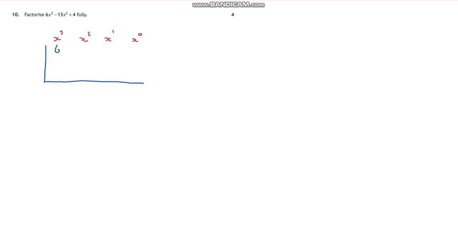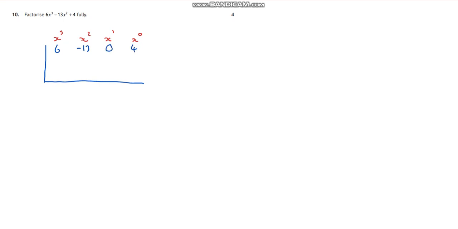So the first thing I would do is set up my table. And I don't usually write this, but I'm going to write it this time. This is my cubes. This is my squares. This is my x's. Now technically this is x to the 1 and then x to the 0, which is just the units, isn't it? So what's my x cubed? It's 6. What's my x squared? It's negative 13. What's my x's? I don't have any x's, and then that's 4.